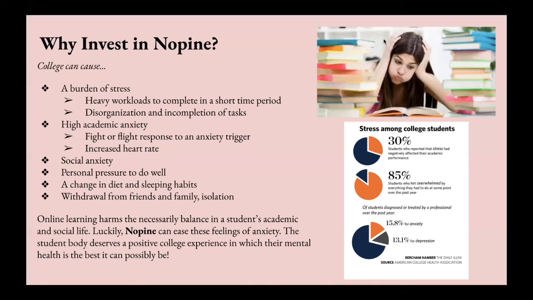And worst comes to worst, all of these factors combined can cause an individual to withdraw from friends and family and isolate themselves, which is always a bad sign, might be a sign of depression or extreme anxiety. And obviously it's very important to reach out to these individuals to make sure they're okay, feel supported. But all in all, Nopine can ease these feelings of anxiety, these physiological symptoms that we see among students that harm their mental health and are altering their college experience and not making it what it should be.